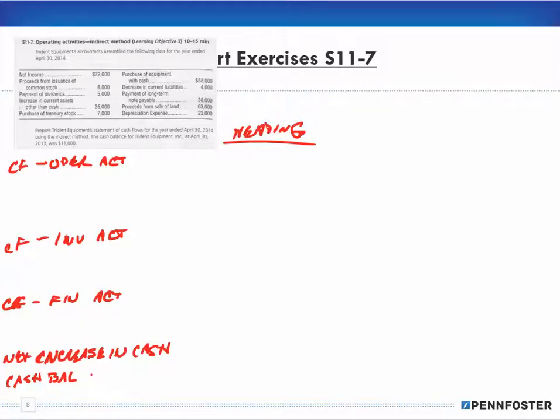For the end of the previous period, which in this case is April 30th, 2013, and the cash balance for April 30th, 2014. Now, we go back up to our operating activities, and we need to look at them. So we start out with our net income, which ends up being 72,000. That's right here. And then we have to have the adjustments, right?